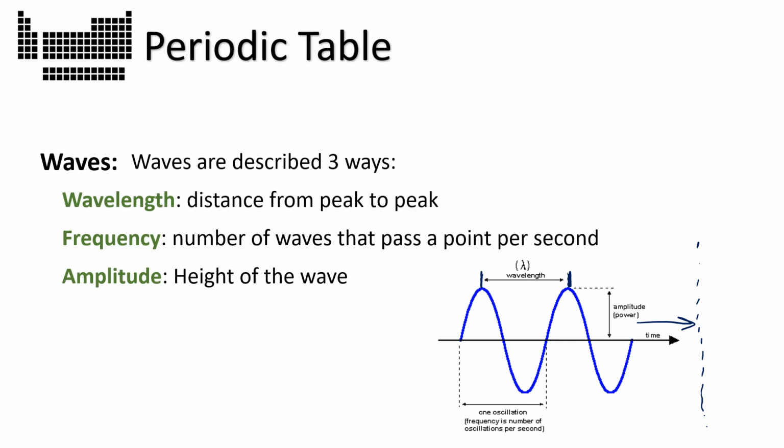There's also the amplitude, which is the height of the wave. We're not going to get into that so much in a chemistry class, but those are the three ways that you can think about as describing any particular wave.